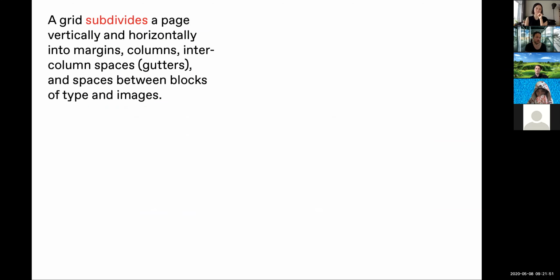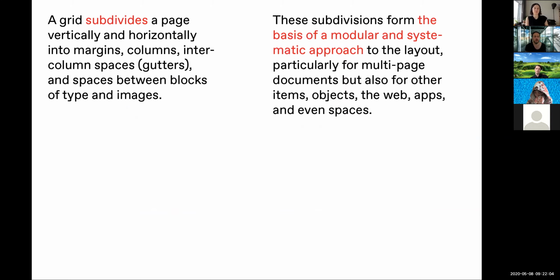So basically, a grid subdivides a page vertically and horizontally into margins, columns, spaces between columns, called gutters, but also spaces between content, so blocks of type and images or illustrations or other things. And these subdivisions, so let's say you have an entire page that you cut into smaller pieces, form the basis of a more modular, and this is really a Swiss, post-World War I approach that was developed there, a modular and systematic approach to layouts.